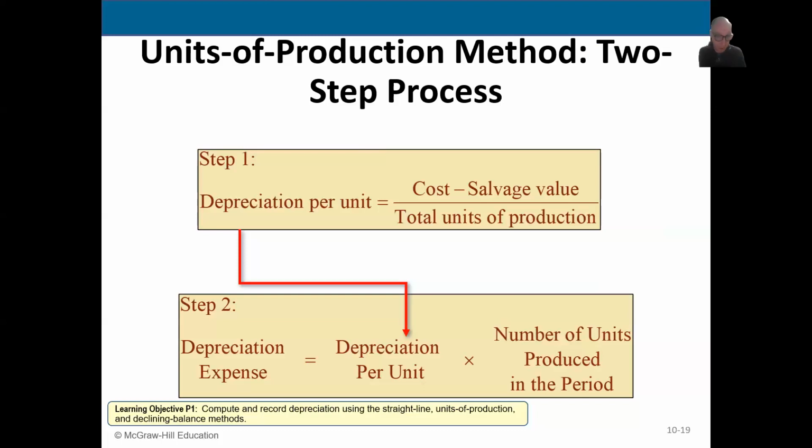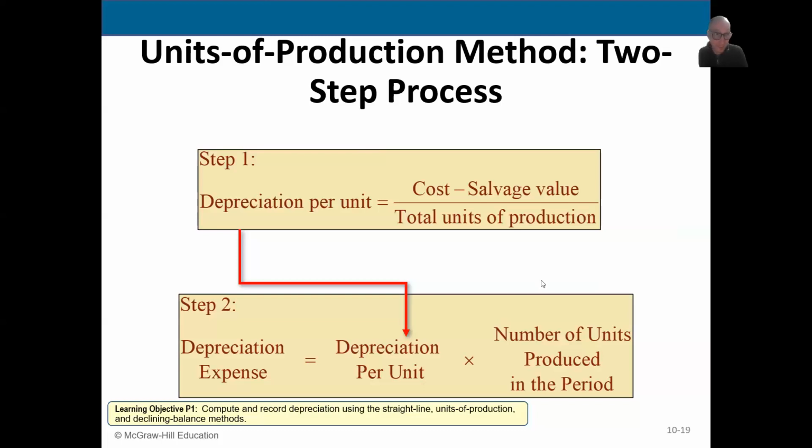Okay, step 2. We find depreciation expense. How do we do that? We take depreciation per unit, for example, 25 cents, times the number of units produced during the period. Number of units produced during the period is based off of the number of units that we were able to make during the year. That part we don't know. We have to find out.